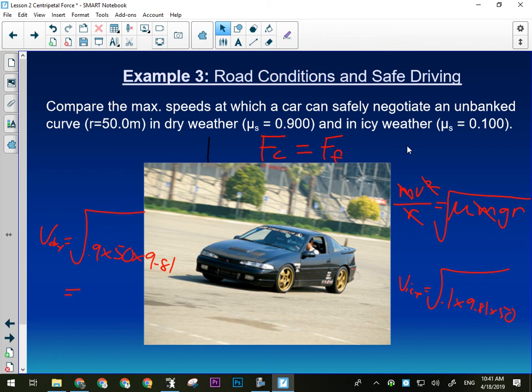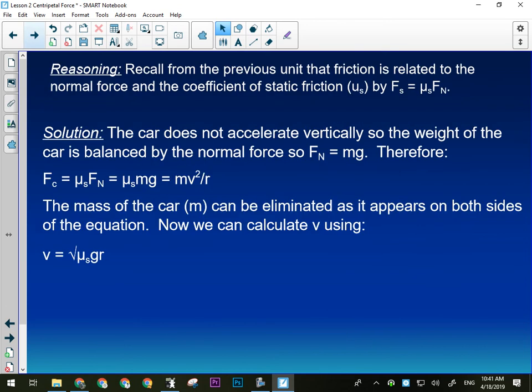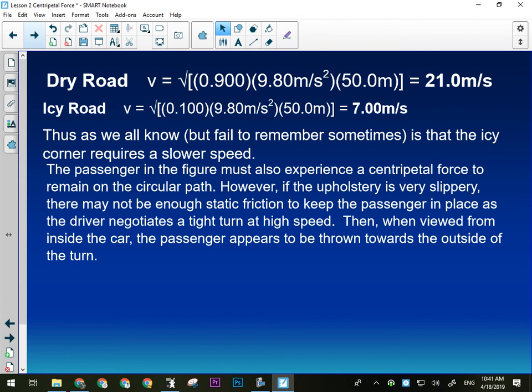All right, questions on how that works? Basically everything in this unit is going to work like that. Determine what's providing the centripetal force, set them equal, manipulate and solve. Sometimes that force might be gravity, sometimes it could be friction, sometimes it'll be something else. You just have to put them equal to each other and manipulate for what we're looking for. That was just the math that we just did, and those are the answers that we got.